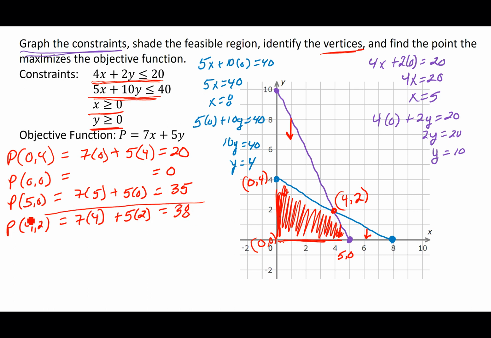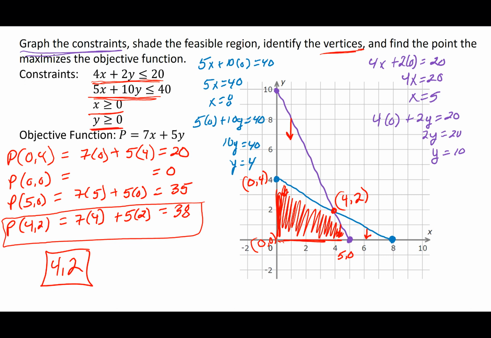So that last one actually is the one that I need because that optimizes, that maximizes my function. Okay, so my final answer would be the coordinate 4, 2. That's getting me my biggest number.